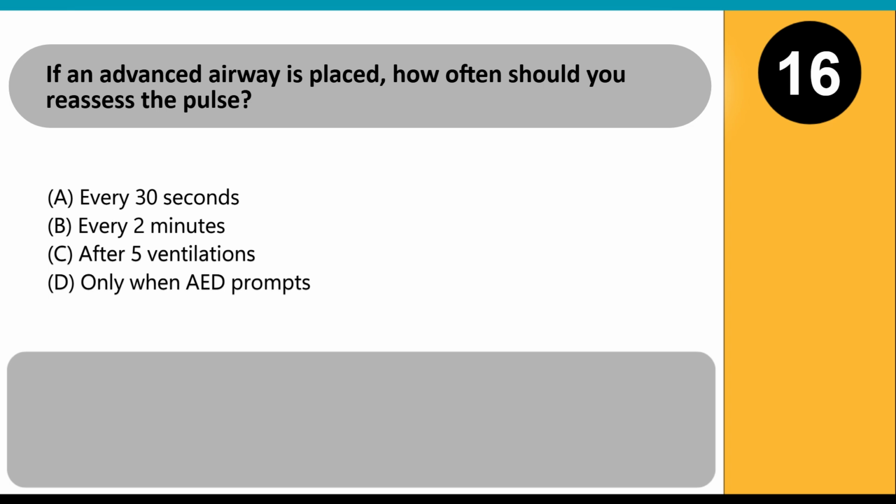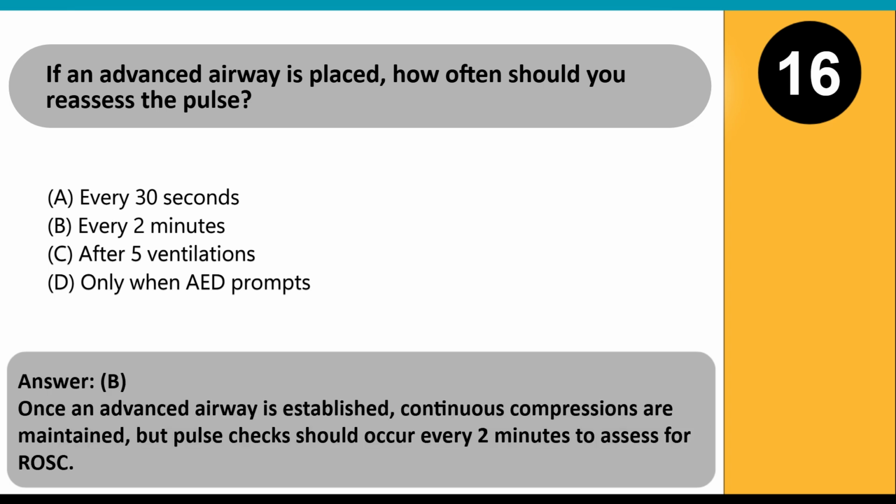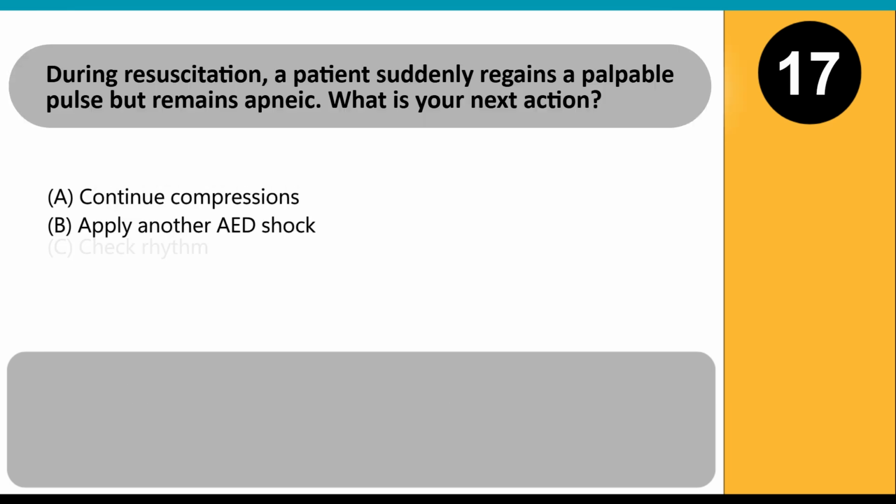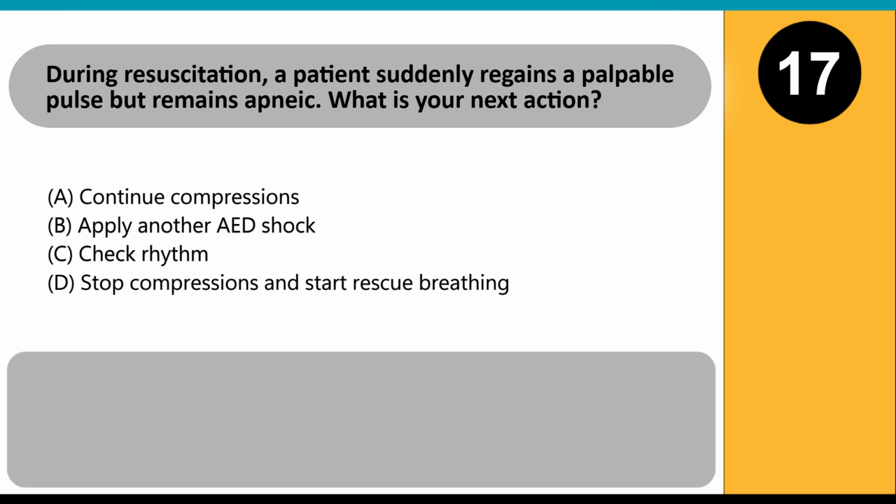A. Every 30 seconds. B. Every 2 minutes. C. After 5 ventilations. D. Only when AED prompts. Answer: B. Once an advanced airway is established, continuous compressions are maintained, but pulse checks should occur every 2 minutes to assess for ROSC. During resuscitation, a patient suddenly regains a palpable pulse but remains apneic.